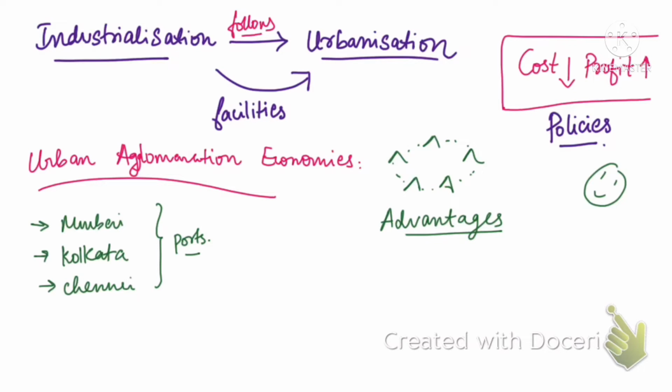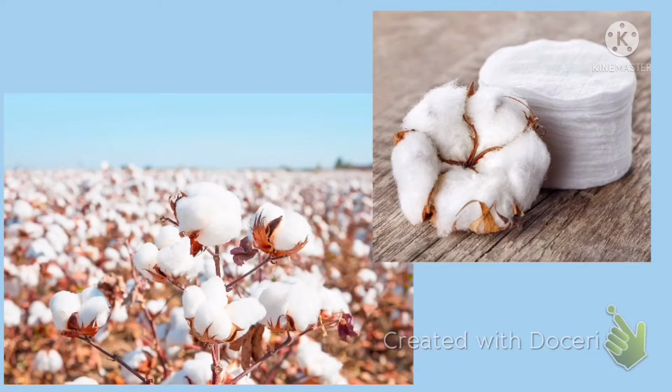Now we have the classification of industries. Based on raw materials, we have two: agro-based, for which the raw material is agriculture, and mineral-based, for which the raw materials are minerals. Again, based on main role, they are either basic or key industries. That means the industries make products and those products act as raw materials or help in the production of other products for other industries. Nuts, bolts, the iron and steel industry, all come under basic or key industries.